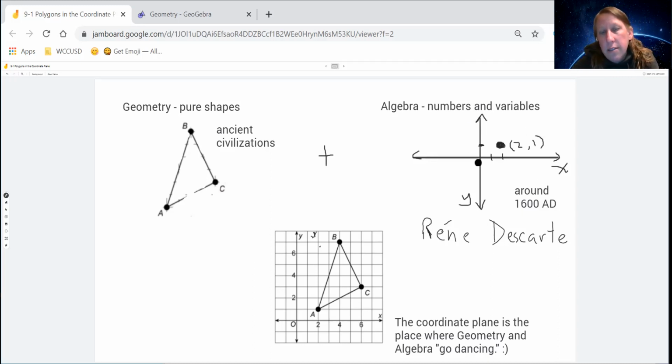Sometimes you will hear this referred to as the Cartesian plane. That's because they're taking this part of his name. There's another study, cartography. Do you know what that is? It's the study of maps. So that also came from his name. If you put shapes onto the coordinate plane, now you've combined pure geometry with algebra, numbers and variables, and you get this dance floor. I like to say this is where they go dancing.